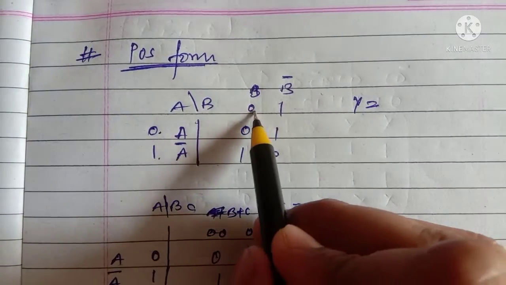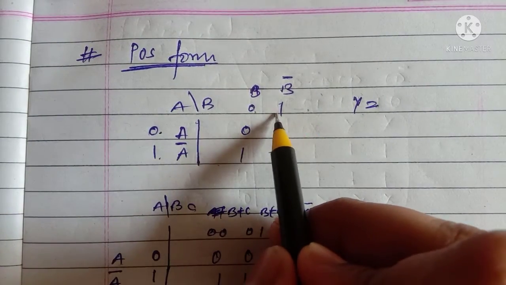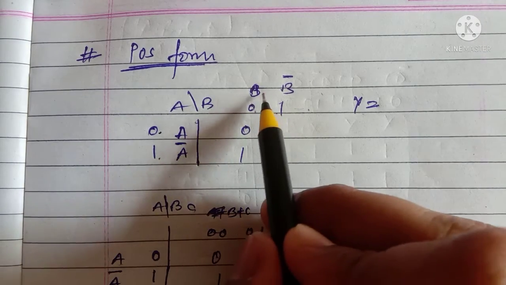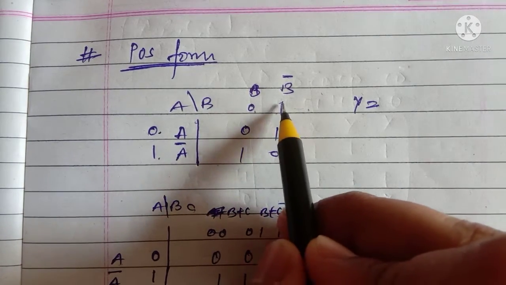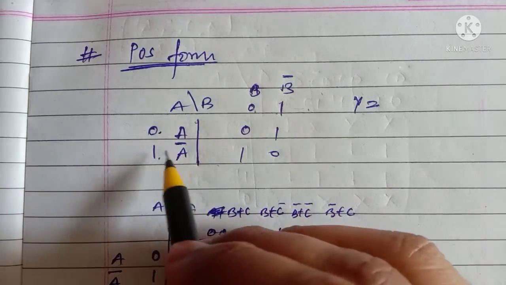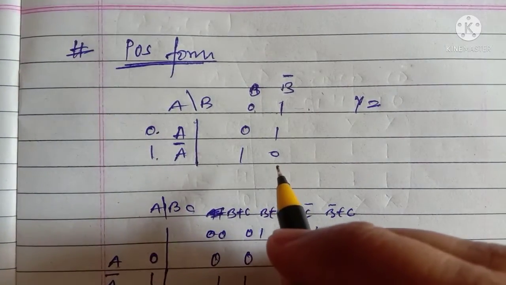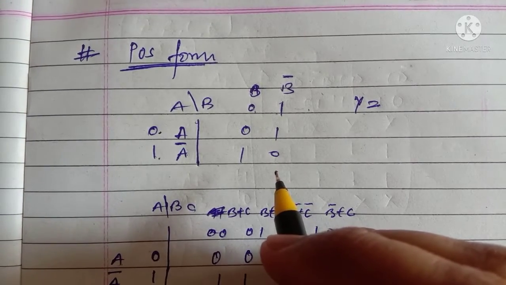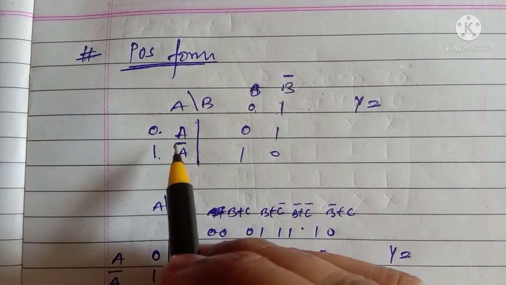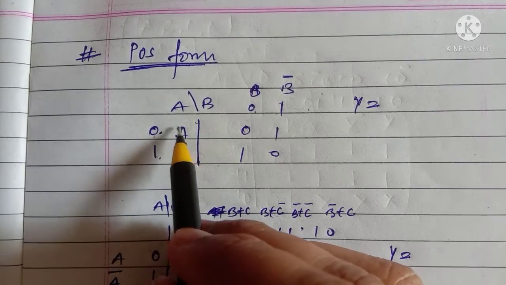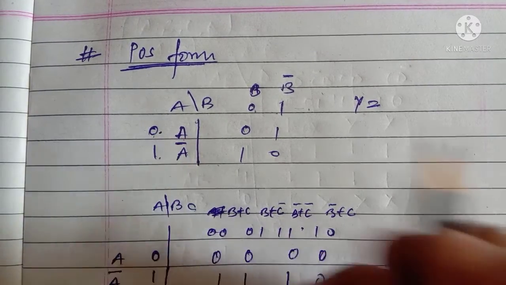I already taught you 0 1 is there. But in SOP for 0 we are writing bar, right? But in this POS form we have to put the bar on the other side: if 1 is there, then we put bar, and if 0 is there, we write it without bar. So that is the reverse case. POS and SOP are the total inverse. So what we need to do is just see: if 0 is there, remove the bar; if 1 is there, we put the bar.